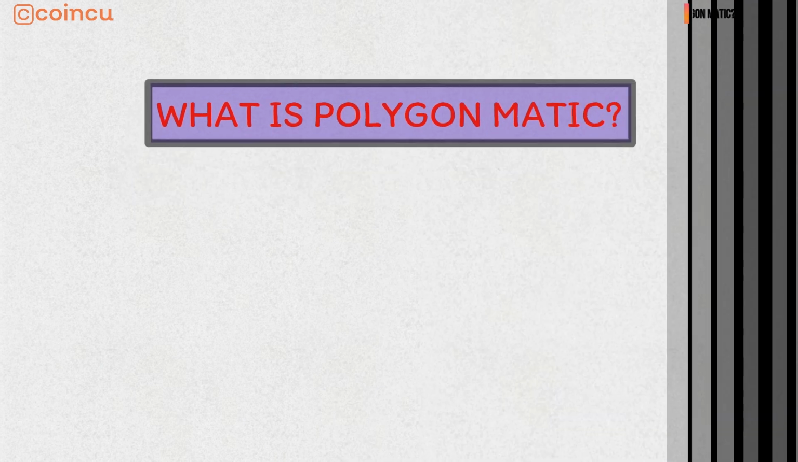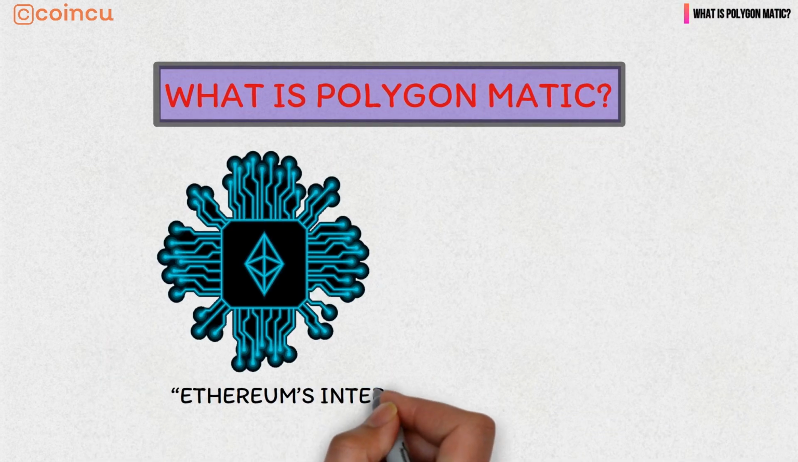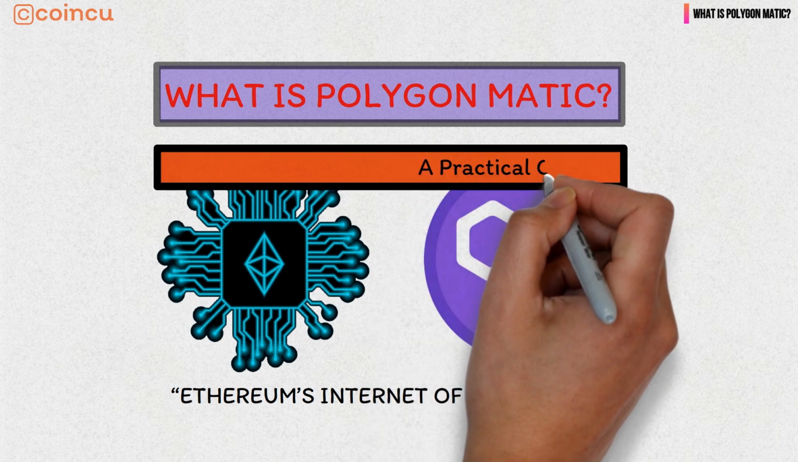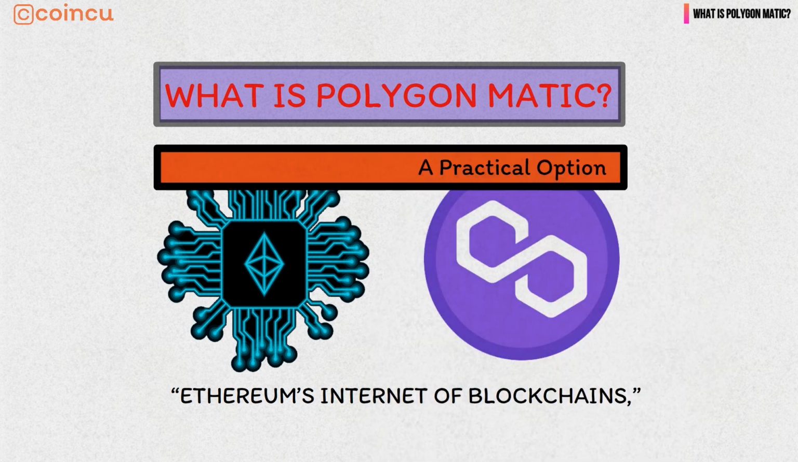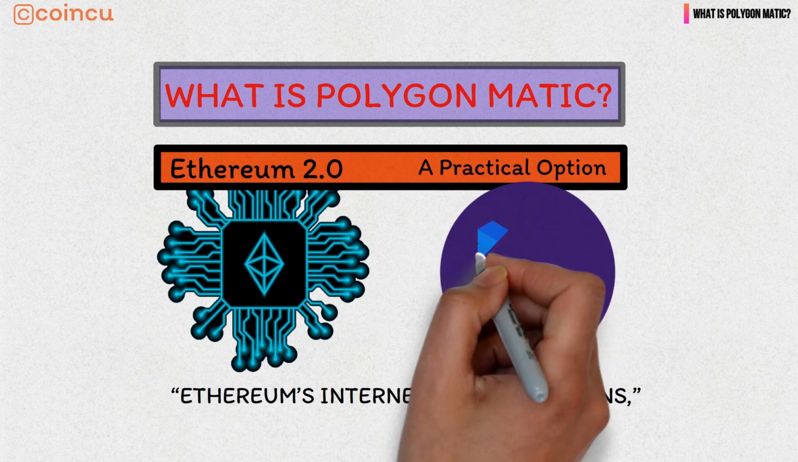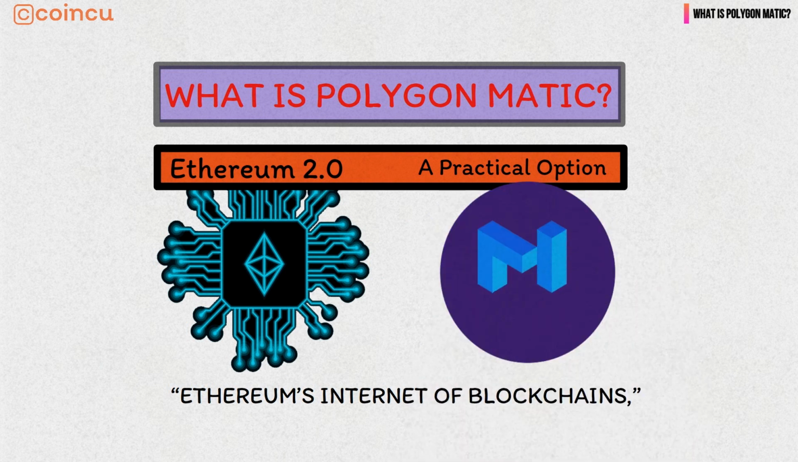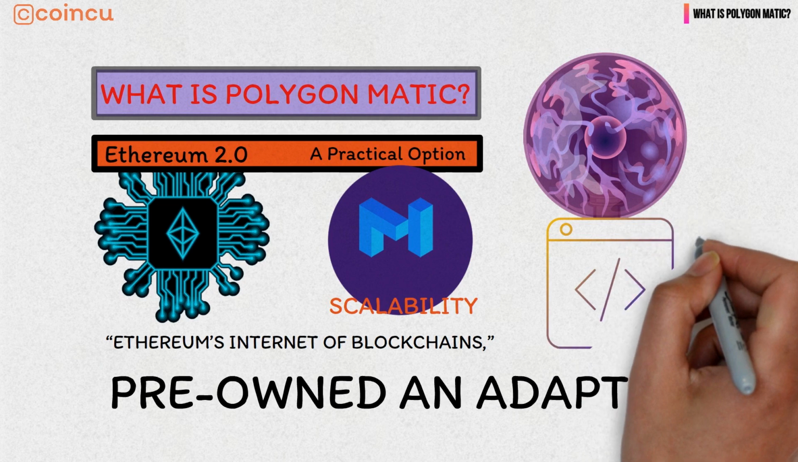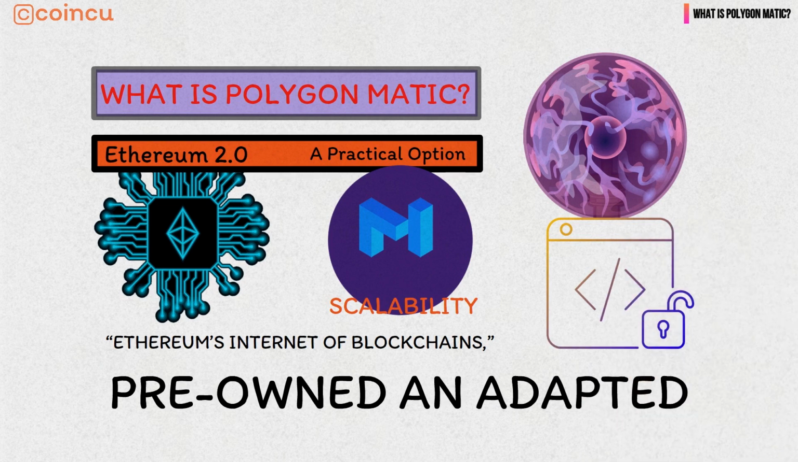What is Polygon Matic? Depicted as Ethereum's Internet of Blockchains, Polygon is emerging as a practical option for a few new exceptional projects as Ethereum 2.0 is still under development. Polygon began as Matic, a profoundly effective scalability solution created for the Ethereum network that used an adapted version of Plasma and PoS-based alt-chains. Keep watching to learn applicable knowledge on Polygon Matic.